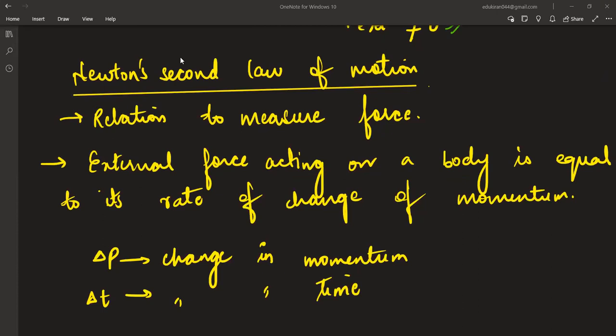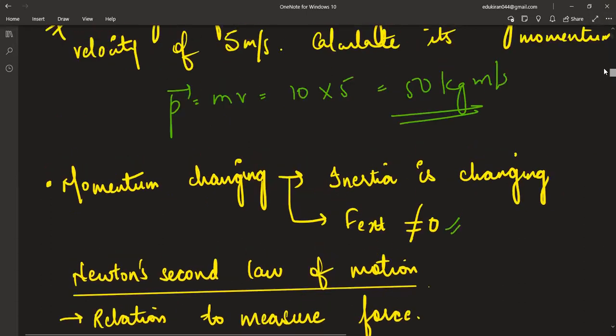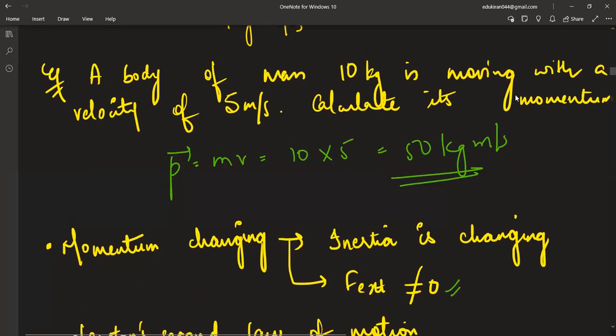Now see, coming to Newton's second law of motion. This actually tells you, we have studied momentum. Now, what did I tell you when we were doing mechanics, kinematics? I told you that when something changes with respect to time, we call it a rate. Like if displacement is changing over a particular time, we call it rate of change of displacement, that is velocity. Or if velocity is changing with respect to time, that is acceleration, we call it rate of change of velocity. So what is rate of change of momentum?